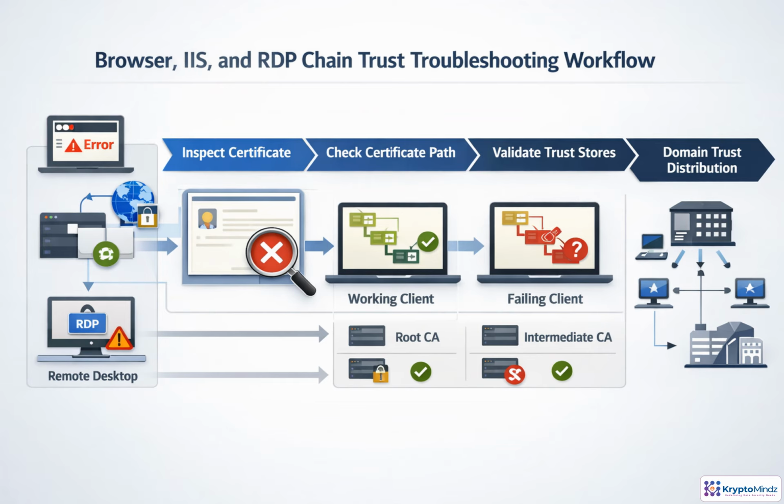When a browser TLS site or RDP session throws a trust error, start by reproducing the error and opening the certificate that was actually presented. Check the full certificate path on the affected client. Then verify whether the required root and intermediates exist in the correct machine or user stores, using certutil if needed. Finally, compare a working and a failing client to pinpoint missing trust and decide whether the fix is local or domain-wide.